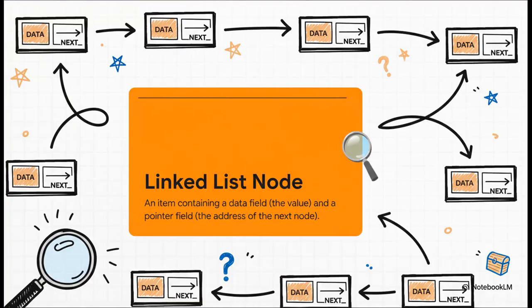The building block of a linked list is called a node, and every single node has two jobs. First, it holds the actual data, the value we care about. Second, it holds a pointer. Think of a pointer as just an arrow or an address that points directly to the next node in the chain. It's like a treasure hunt where each clue tells you exactly where to find the next one.